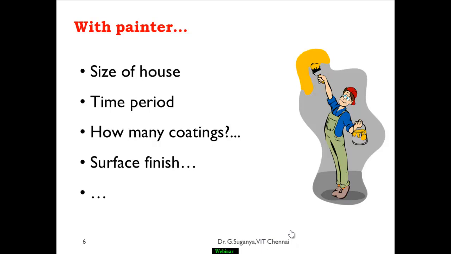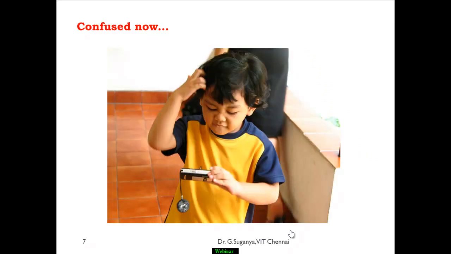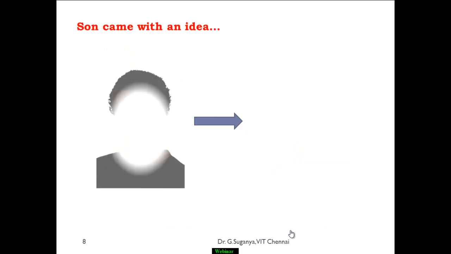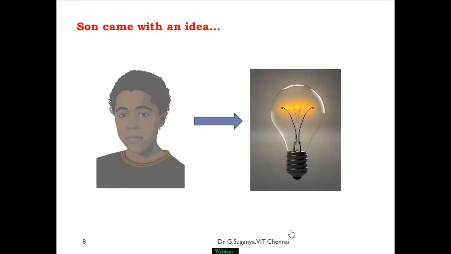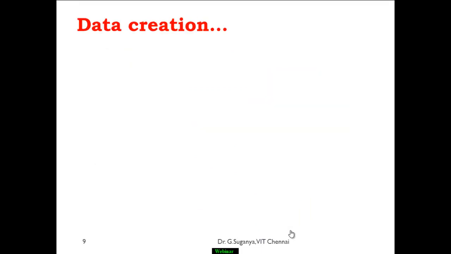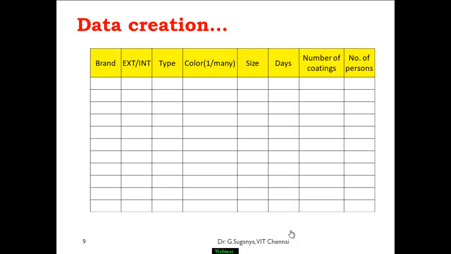These are the different questions that the painter asked, and finally all of us got into a confusion. It was a different perspective that we had thought about painting. Suddenly a big confusion was going on selecting the brand, what kind of paint, how many coatings we need, how many days we can permit. So my son came with an idea, and he gave me an idea to create a dataset of this kind.